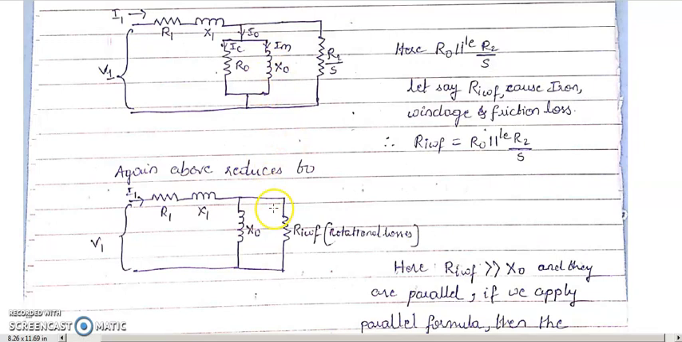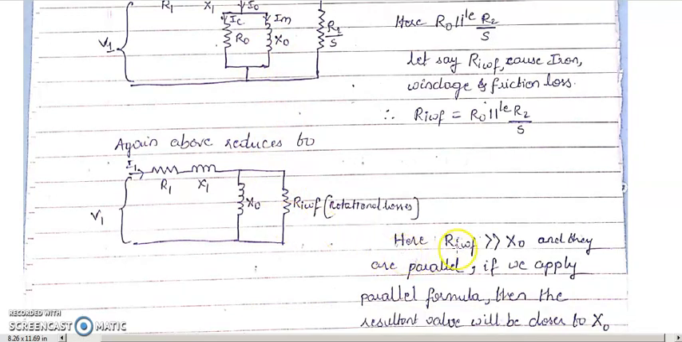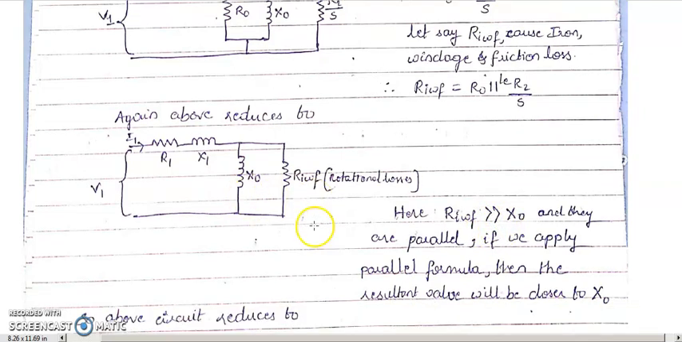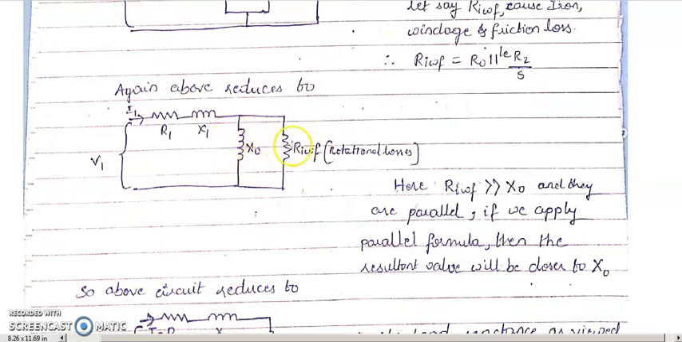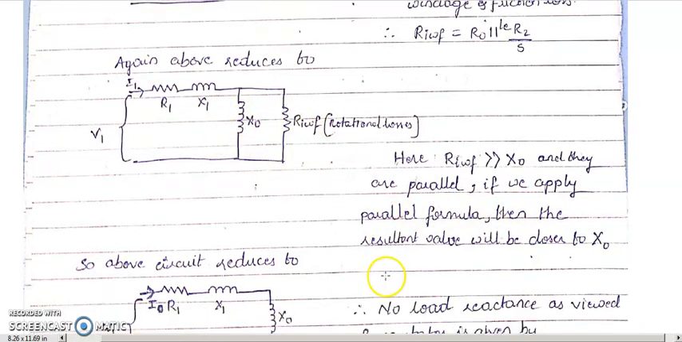X0 remains. Now what I can say here is, usually during the no load condition, RIWF will be pretty much greater than X0, and they are parallel, yes or not? So if you apply the parallel formula to this, the resultant value will be closer to X0. Why is it closer to X0?